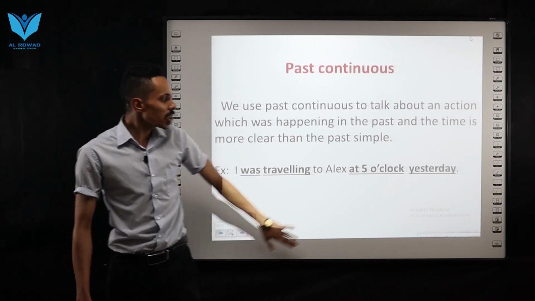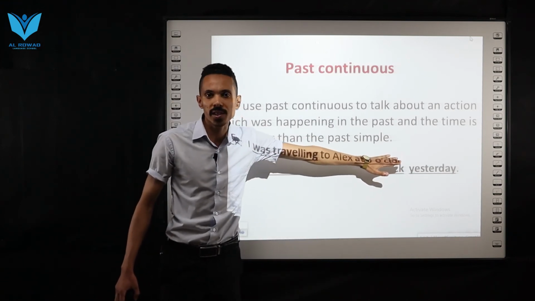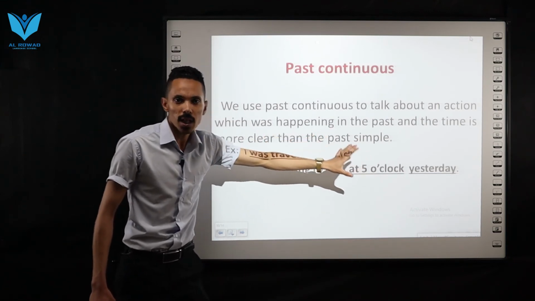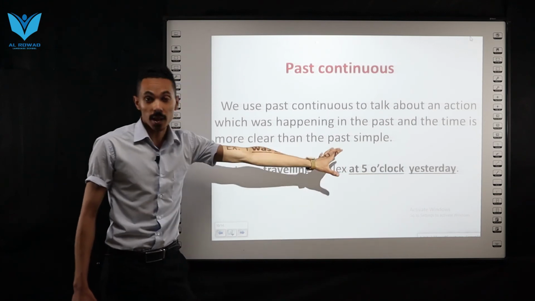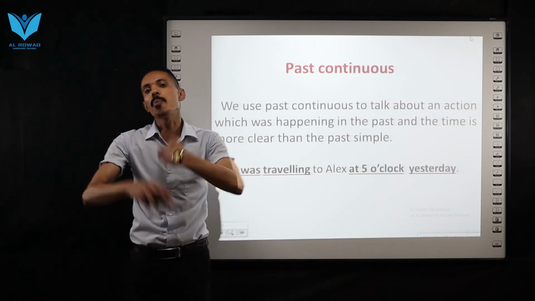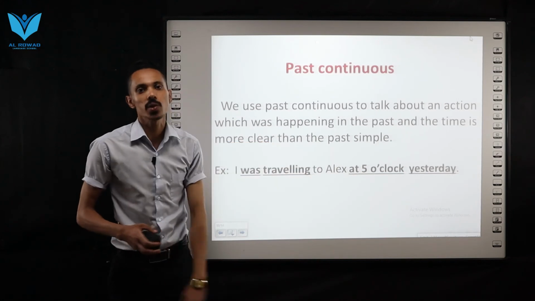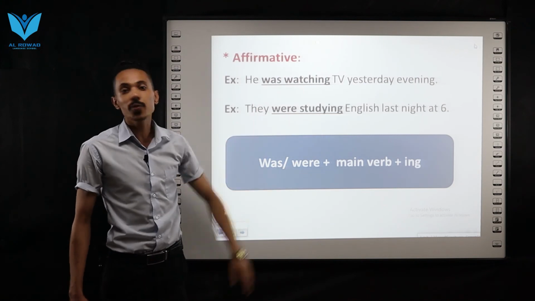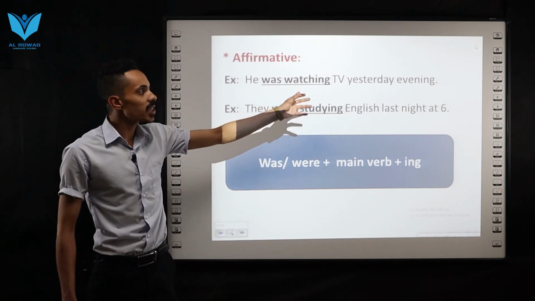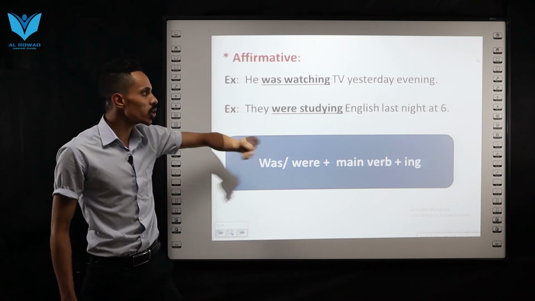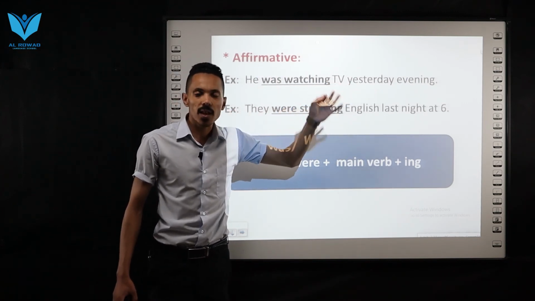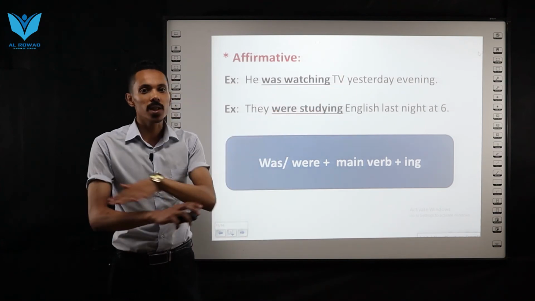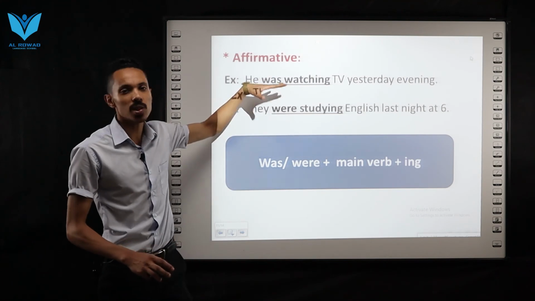I told you that the time in the past continuous is more clear than the past simple. Why? Because the time in the past simple is only yesterday, but the time in the past continuous is more clear: at 5 o'clock. So here I mentioned the time that the action was happening, was continuing in, at 5 o'clock yesterday. In the affirmative form, he was watching TV yesterday evening. So here, yesterday is not only the time. I also mentioned evening. Evening is the time that the action was continuing in yesterday. So the verb is not past simple, it will be past continuous.